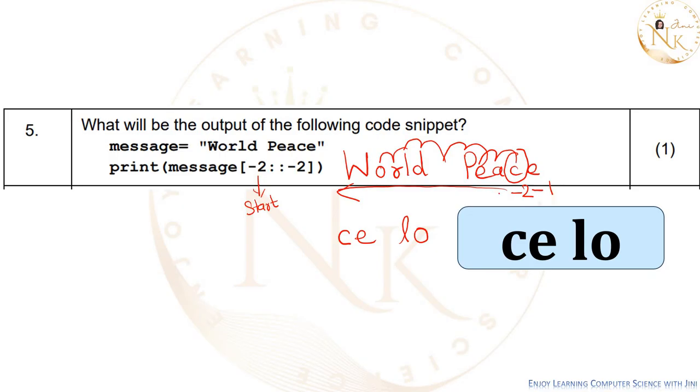So when a negative value is given as the step value, you have to go from right to left. Keep that in mind.